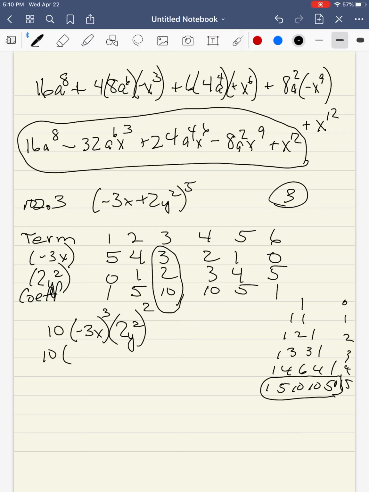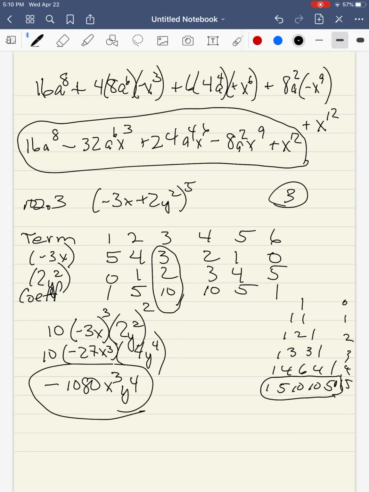So 10, negative 3 cubed will be negative 27x cubed. 2 squared is 4, y to the 4th. So positive times negative is negative. 4 times 27 would be 108, times 10 would be 1080. X cubed, y to the 4th. And there it is. As long as you're using the procedure that I'm showing you here, this will be a pretty straightforward, easy problem. All right, 2 lessons left, guys.